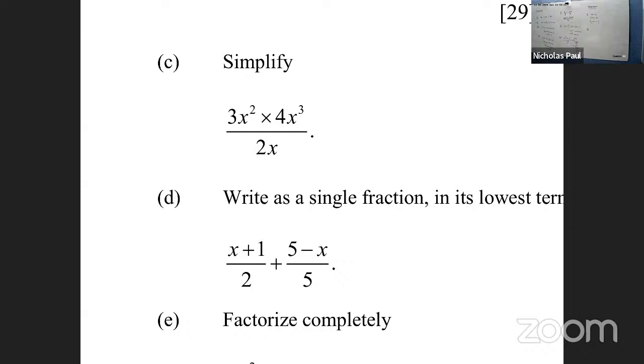Right, you're doing C and D, right? Take your time and try C and D. When you're working out C, remember to use the numbers first, right? Deal with the 3 and the 4 and the 2 first, right?